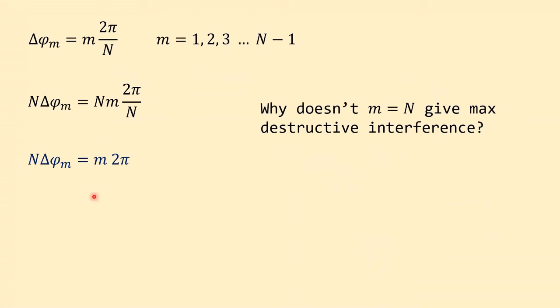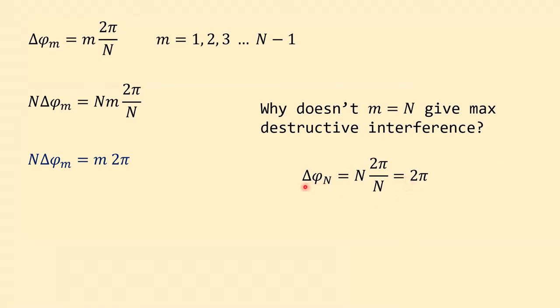We've already seen an example of it with 4 slits, but what happens if you plug in the number of slits as your index m here? Well, in that case, the phase difference between adjacent slits would be n times your basic unit of 2 pi over n, but then the n's cancel and you're left with 2 pi. But of course, that doesn't give you destructive interference.